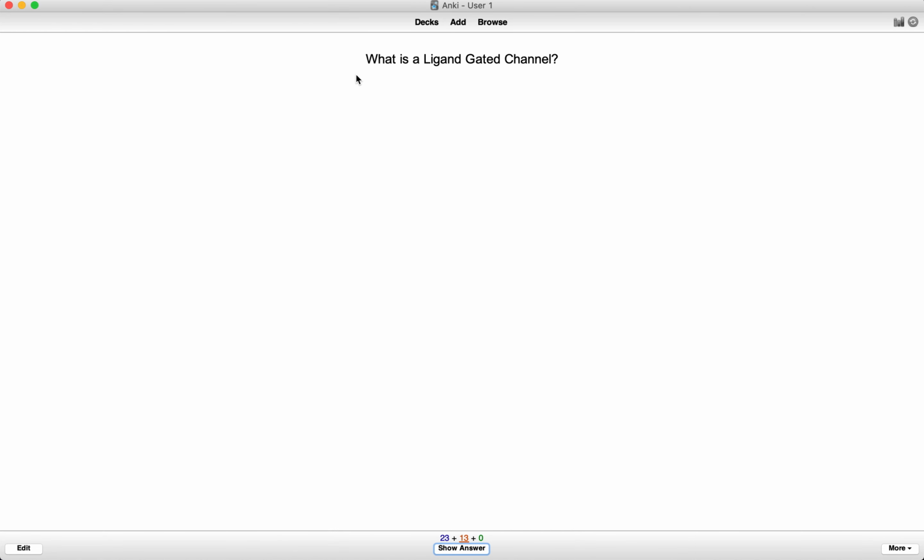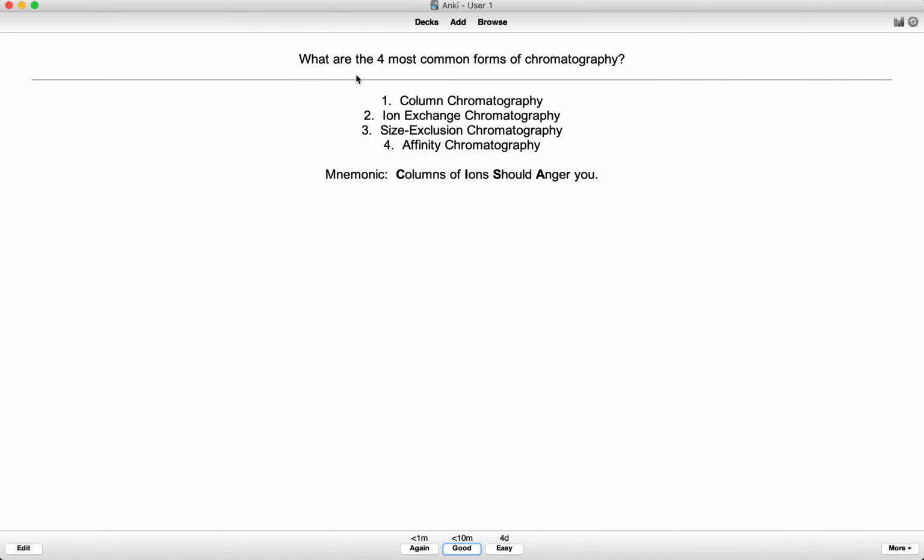Ligand-gated channels are regulated by ligands binding to the receptor. Biosignaling is how cells receive and send out information. Three main types are ion channels, enzyme-linked receptors, and G protein-coupled receptors. Common forms of chromatography: size exclusion chromatography, affinity chromatography, and column chromatography.